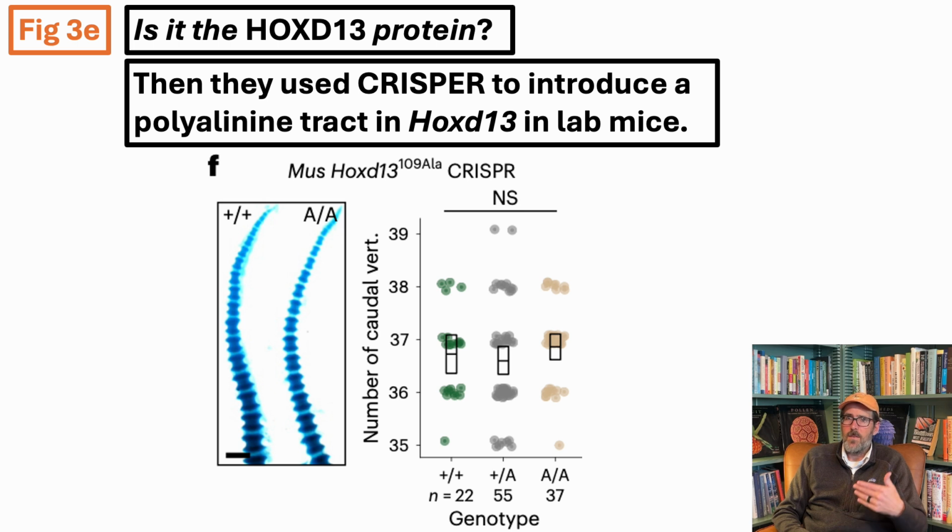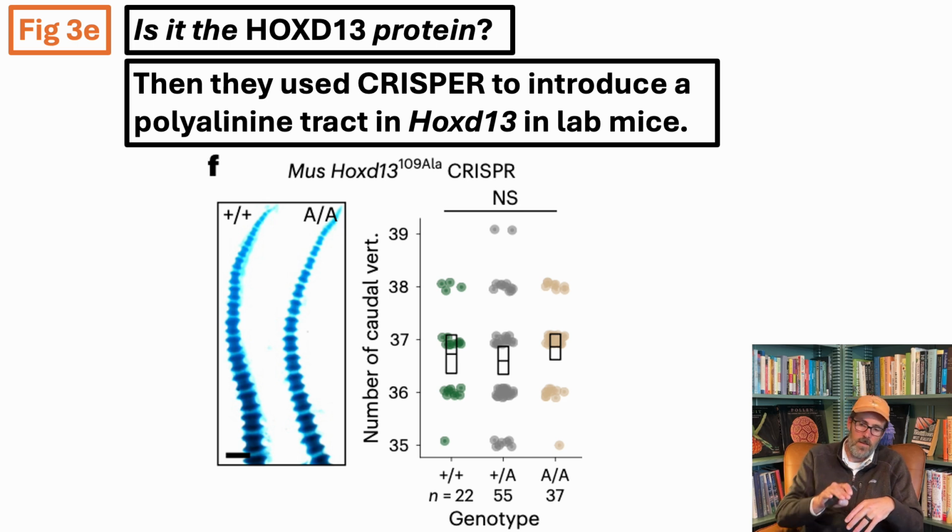But these days, if you're asking about the protein or you're getting closer, it seems, I'm sure the editor's like, well, you should really do the CRISPR test. And so they're like, okay. And they went and did the CRISPR test. They used CRISPR-Cas9 to introduce a polyalanine track in HOXD13 in lab mice.